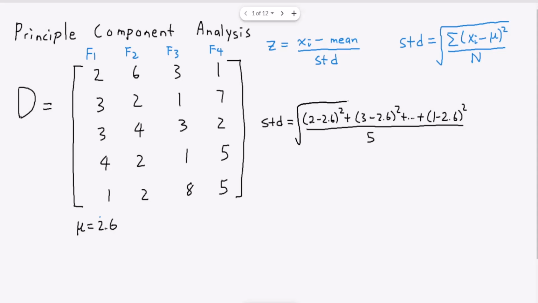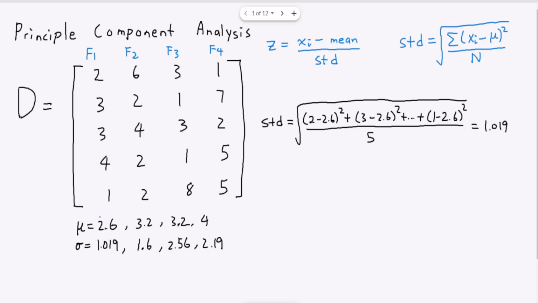Okay, and then we are going to take the square root of that. And then that should get us 1.019. Okay, so the standard deviation is equal to 1.019. Okay, well, if we do that for every feature, then what we're going to have in order is 3.2. This is also going to be 3.2 and 4. And then the standard deviation of the second feature is 1.6. The standard deviation of the third feature is 2.56 and 2.19 and so forth.